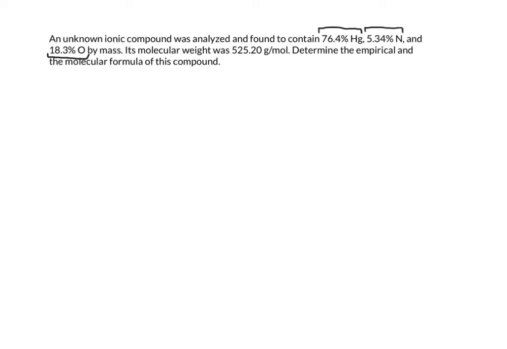intact. For example, suppose that we had originally measured a compound that contained 100 total grams worth of mercury, nitrogen, and oxygen. If 76.4% of that 100 grams was due explicitly to mercury, then that would mean that 76.4 grams of our original substance were mercury.